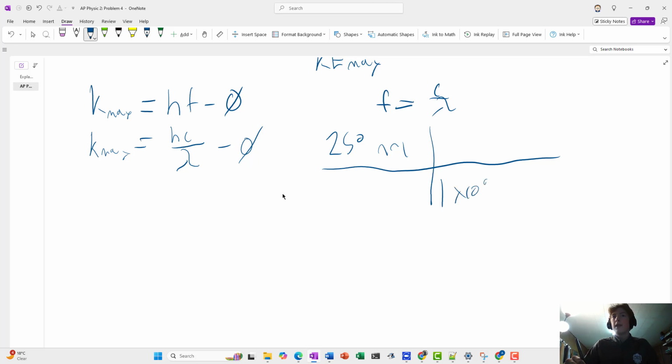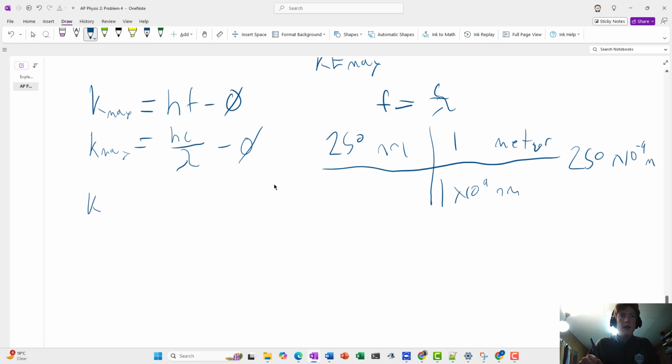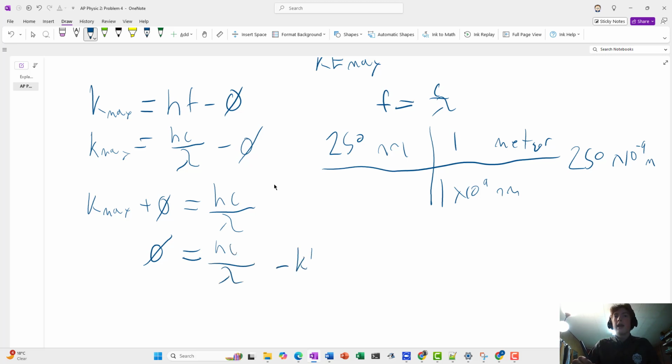There's 1 times 10 to the 9th nanometers in 1 meter. So we get 250 times 10 to the negative 9th meters. And then we can basically just plug this in. To get the work function, we can do K max plus the work function is equal to H times the speed of light divided by the wavelength. And then now we subtract our K max from both sides, and we get H C over lambda minus our kinetic energy max. And we found our kinetic energy max.